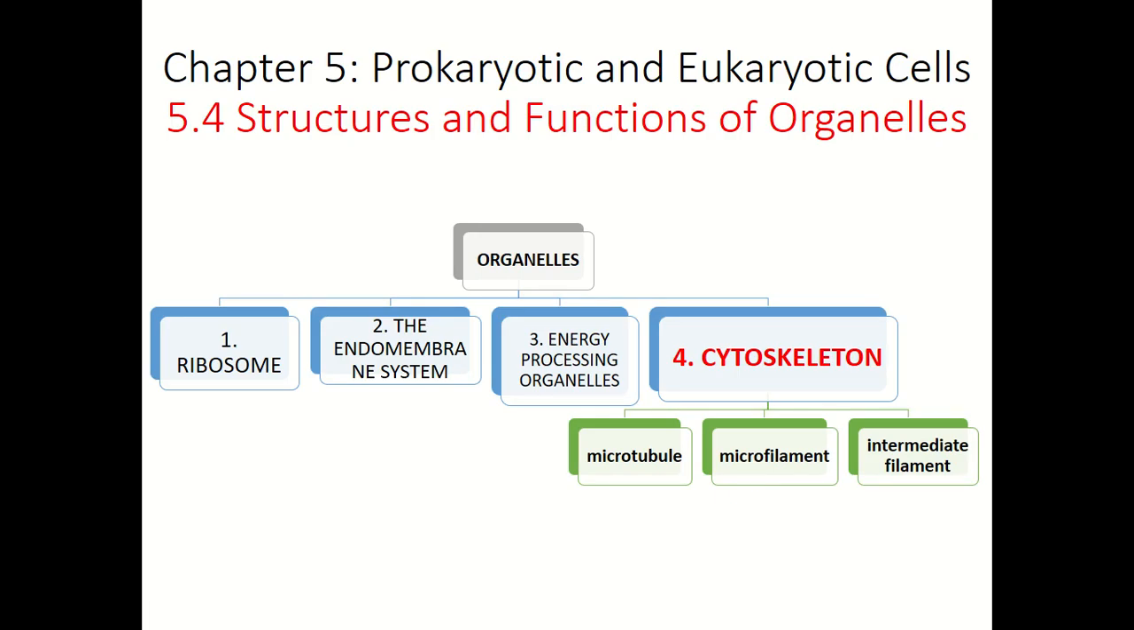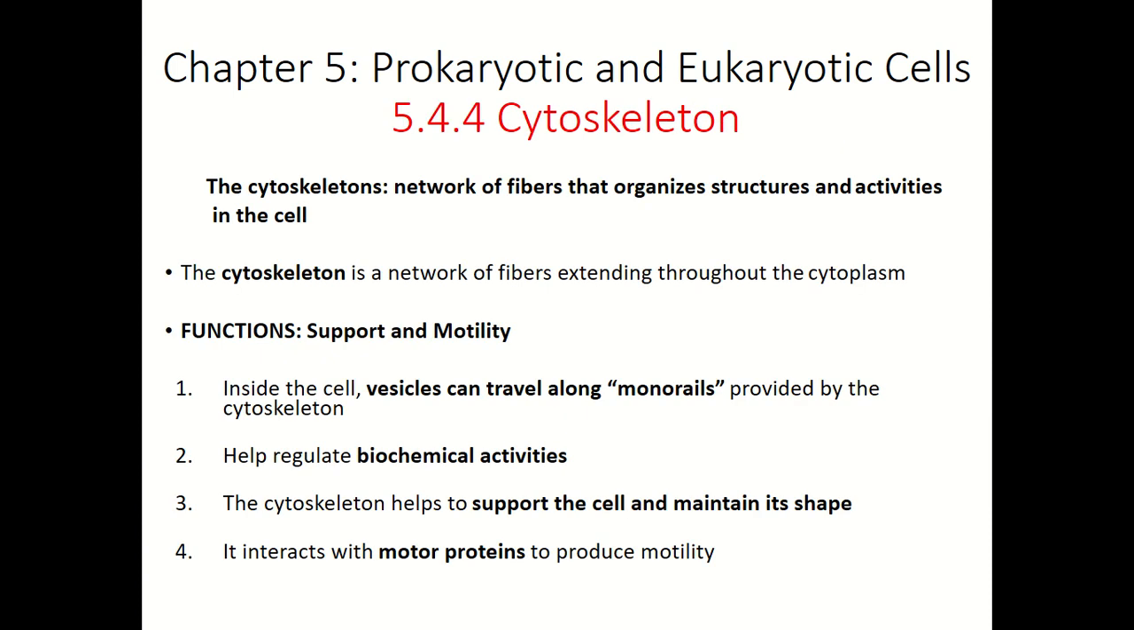Last but not least for today, cytoskeleton. There are three types of cytoskeleton. We have microtubules, microfilaments, and intermediate filaments. Not myofibrils. Myofibrils are not cytoskeleton. So, cytoskeleton is a network of fibers that organize structure and also the activity inside the cell. It extends throughout the cytoplasm, therefore it is only found in the cytoplasm, not inside the nucleus or nucleoplasm. So the function is support and motility.